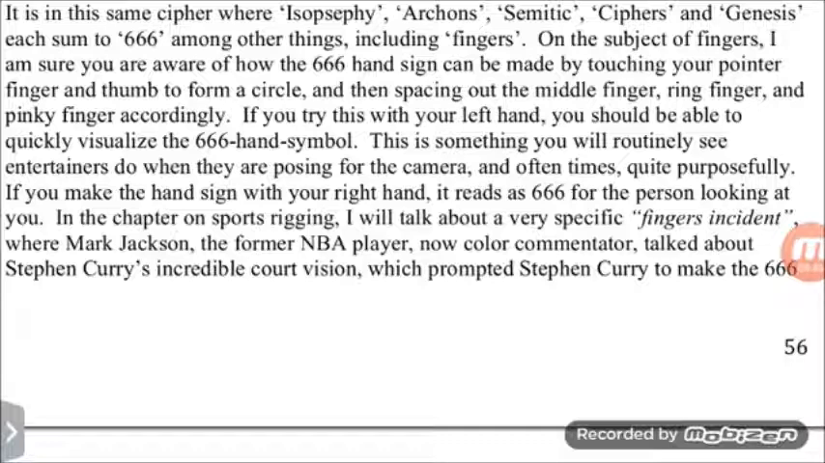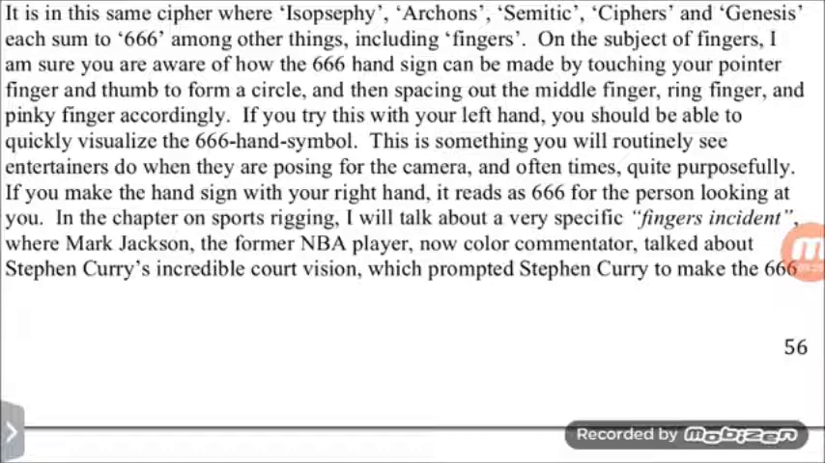including fingers. On the subject of fingers, I am sure you are aware of how the 666 hand sign can be made by touching your pointer finger and thumb to form a circle, and then spacing out the middle finger, ring finger, and pinky finger accordingly. If you try this with your left hand, you should be able to quickly visualize the 666 hand symbol. This is something you will routinely see entertainers do when they are posing for the camera, and oftentimes quite purposefully. If you make the hand sign with your right hand, it reads as 666 for the person looking at you.